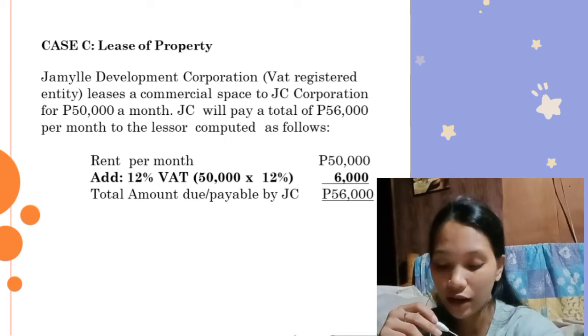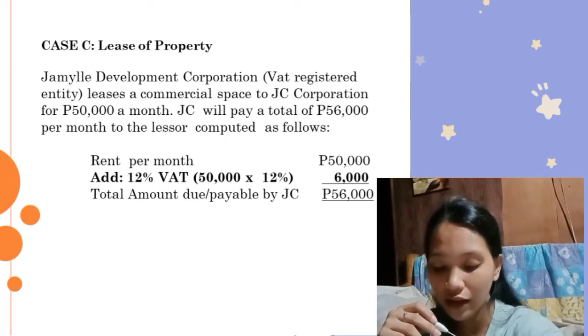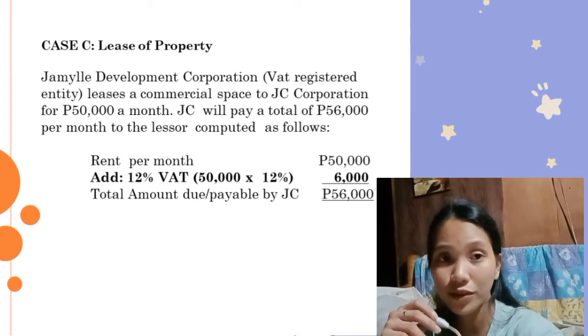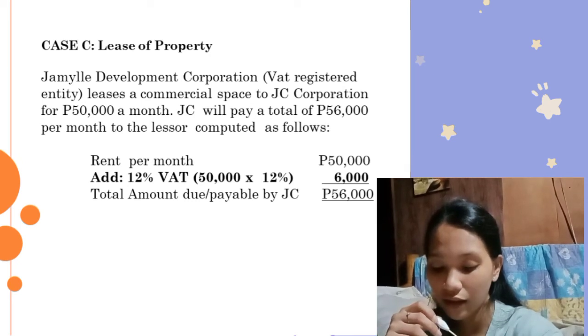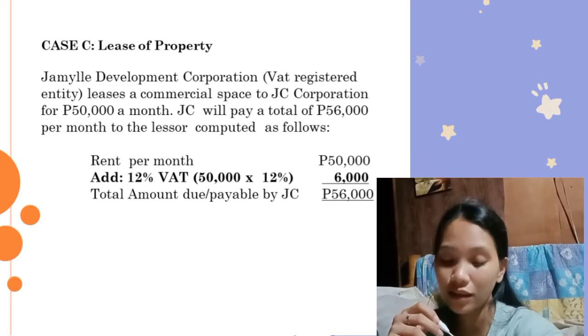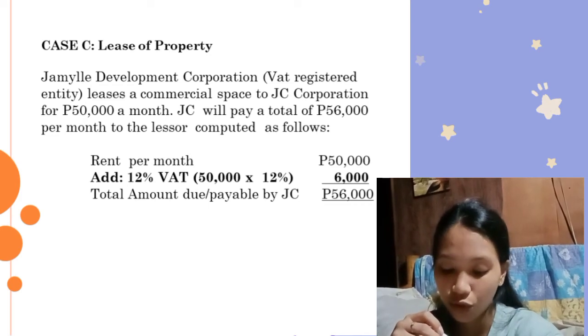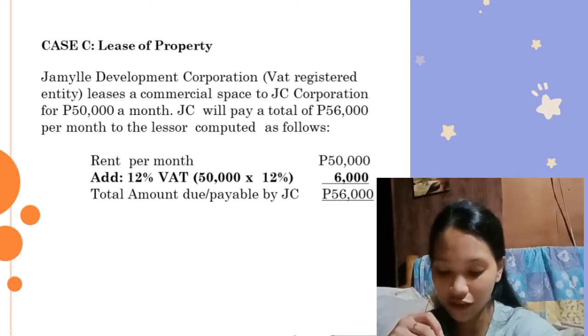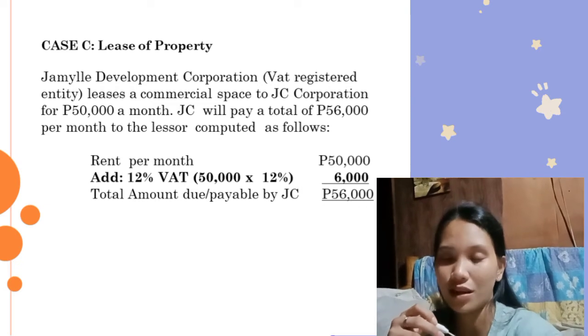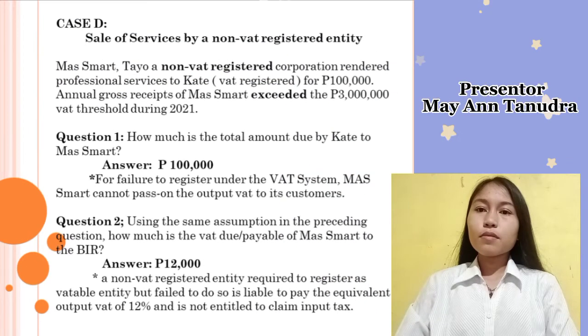And then add the rent per month and your 12% VAT, and then we will get the total amount due or the total payable by GC, which is 56,000 pesos.